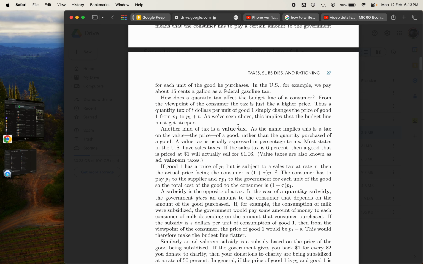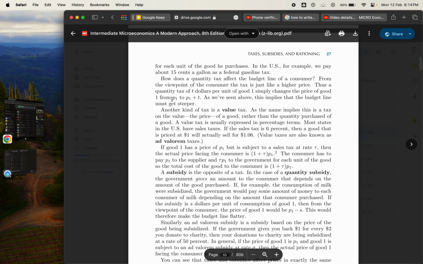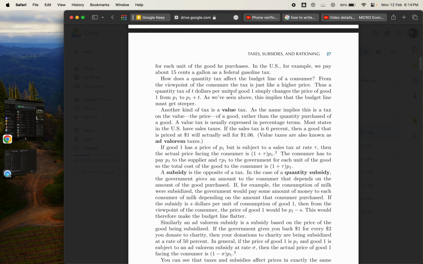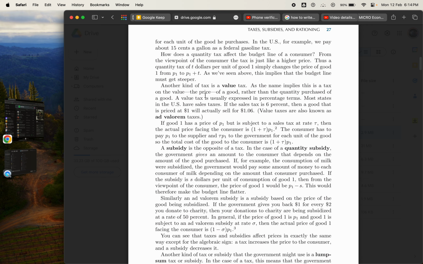So, how does the quantity tax affect the budget line? From the viewpoint of the consumer, the tax is like a higher price. There's a quantity tax of $T per unit, and so P1 becomes P1 plus T. Another kind of tax is value tax.